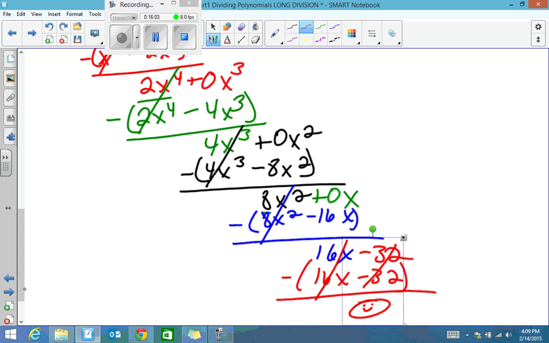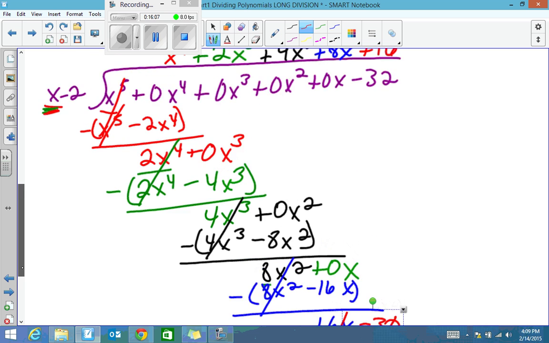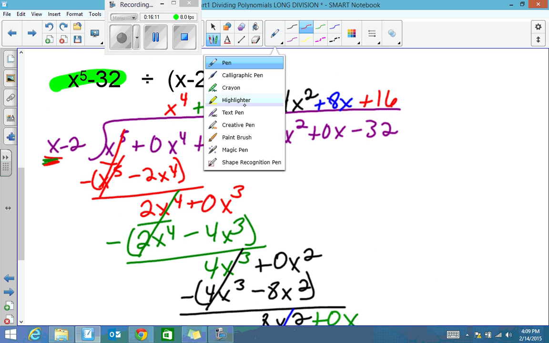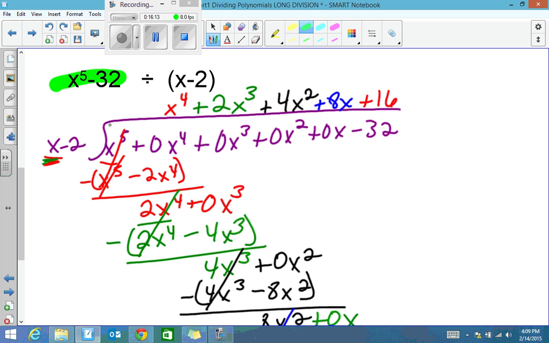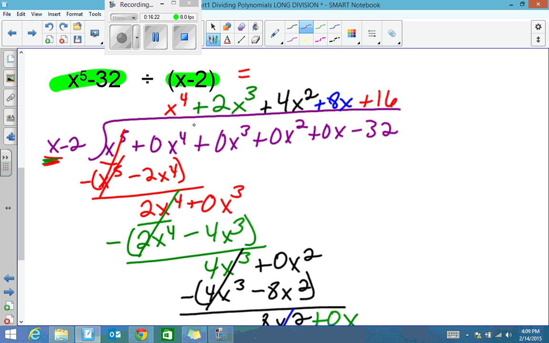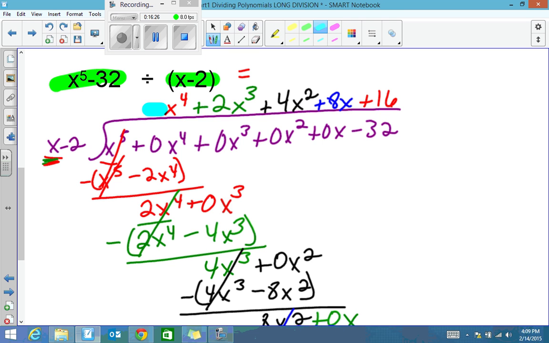So we have a division problem that ends in a remainder of 0. So now we know that x to the fifth minus 32 divided by x minus 2 equals x to the fourth plus 2x to the third plus 4x squared plus 8x plus 16.